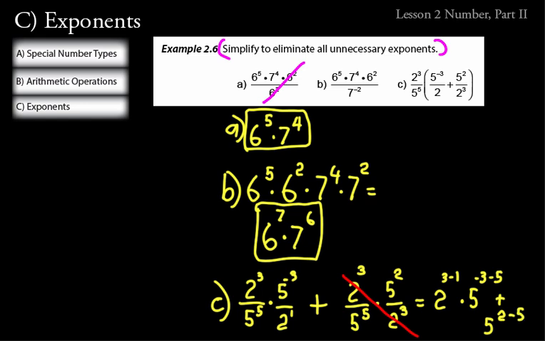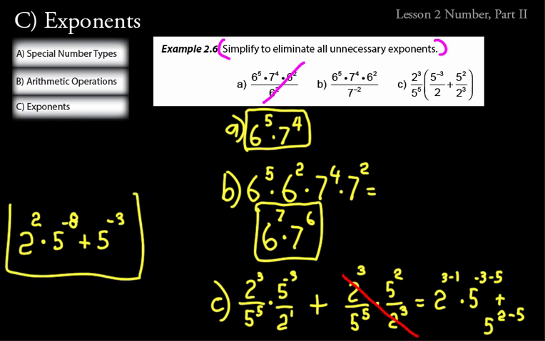Let's write our final answer over to the left here. 2 to the 3 minus 1, that's just going to be 2 squared, times 5 to the minus 3 minus 5, that would be a 5 to the minus 8. And then plus 5 to the 2 minus 5, that'd be a negative 3. So that's the simplified form for C, removing all unnecessary exponents.